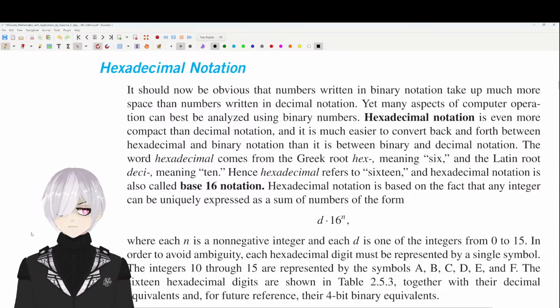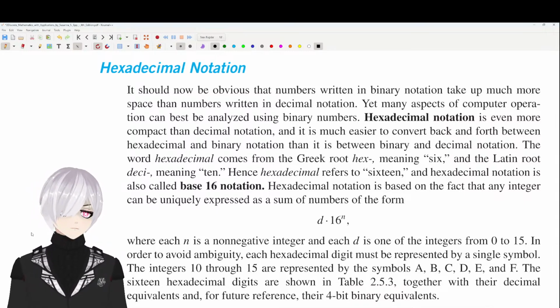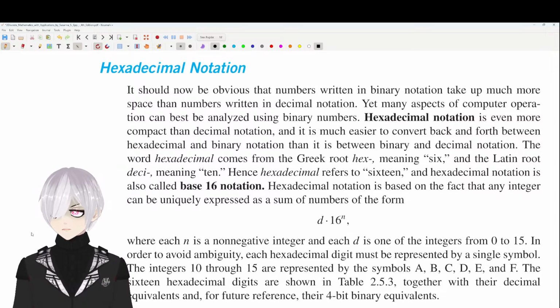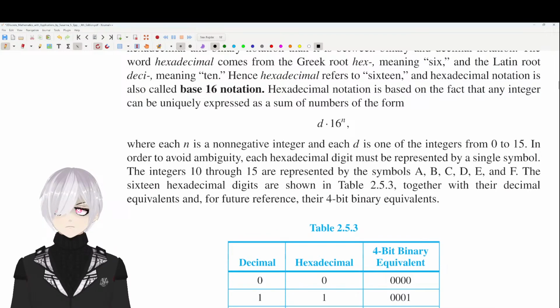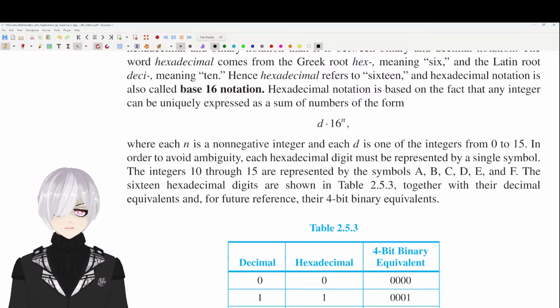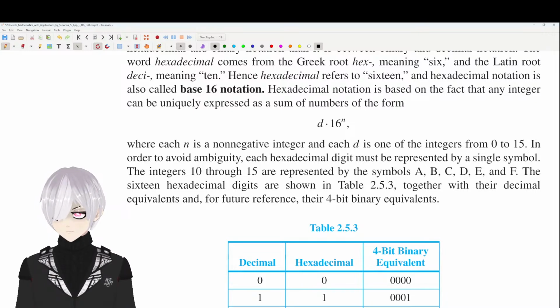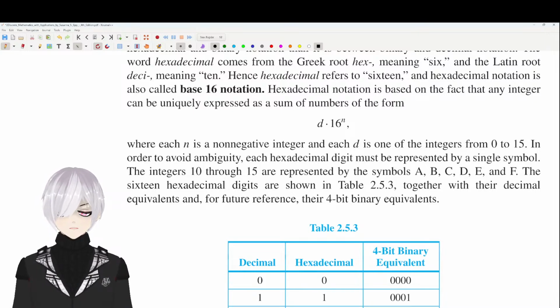Hexadecimal notation is based on the fact that any integer can be uniquely expressed as a sum of numbers of the form d times 16 to the nth, where each n is a non-negative integer and each d is one of the integers from 0 to 15. In order to avoid ambiguity, each hexadecimal digit must be represented by a single symbol. The integers 10 through 15 are represented by the symbols A, B, C, D, E, and F. The 16 hexadecimal digits are shown in Table 253, together with their decimal equivalents, and for future reference, their 4-bit binary equivalents.